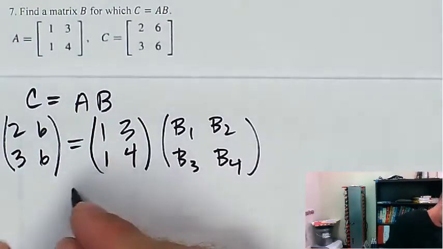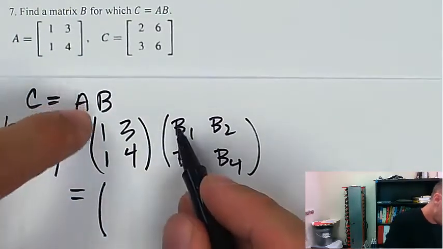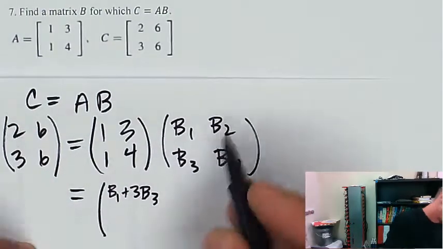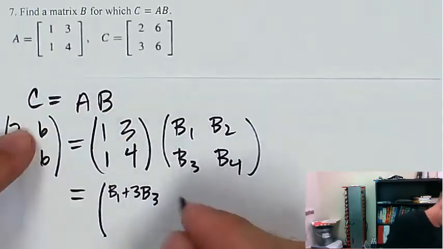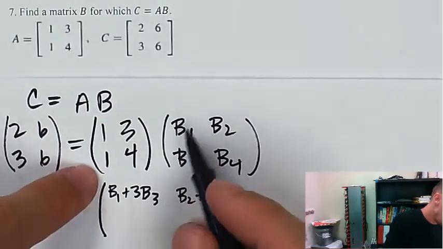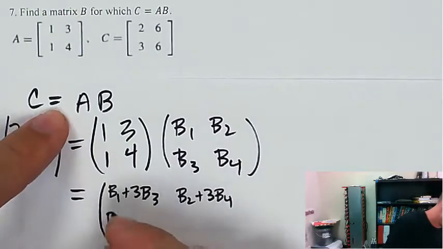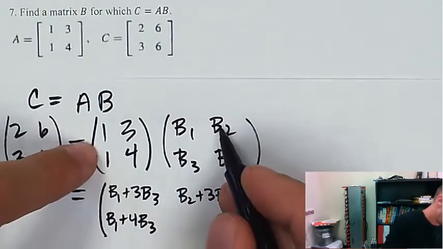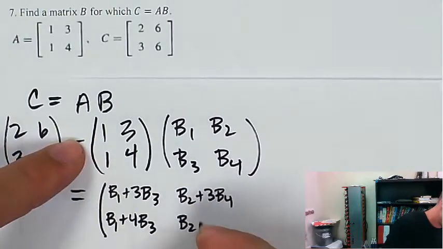So I'm going to say this is a 2 by 2 matrix, so it will be B1 plus 3B3. Okay, to the right I'll have B2 plus 3B4. Okay, down below I'll have B1 plus 4B3. And then to the right, I've got B2 plus 4B4.